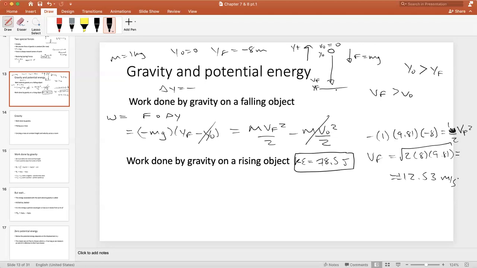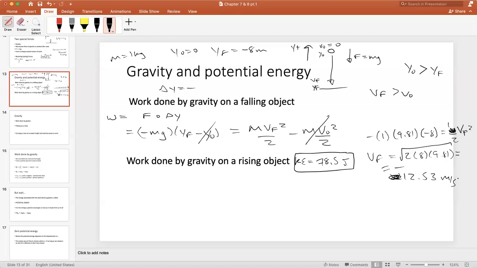As it fell, did gravity do positive or negative work on the object? Gravity did positive work because the displacement, the change of y, and the force were in the same direction. It did positive work, and therefore the kinetic energy increased, and therefore V final increased. And while V final is negative, we've assumed that this is negative, because it's gone down, the magnitude increased from 0 to 12.53.